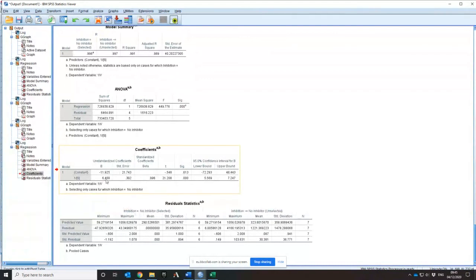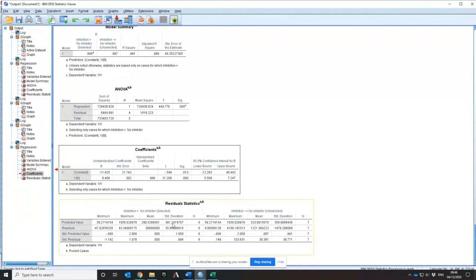So here we've got the slope is now 6.4, and the confidence interval goes from 5.569 to 7.247. They're both positive, and the confidence intervals are a very small range. And 0.000 is a lot less than the 0.05 significance value, which is the threshold for you accepting your model.